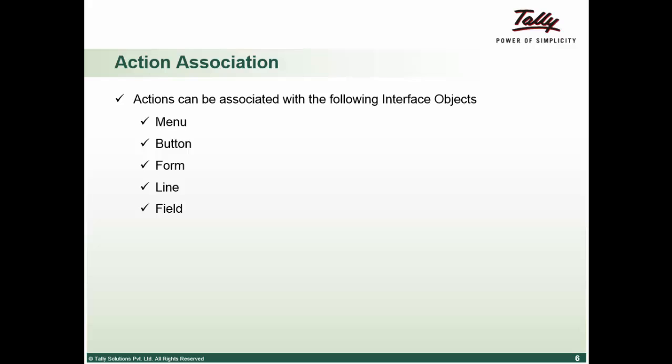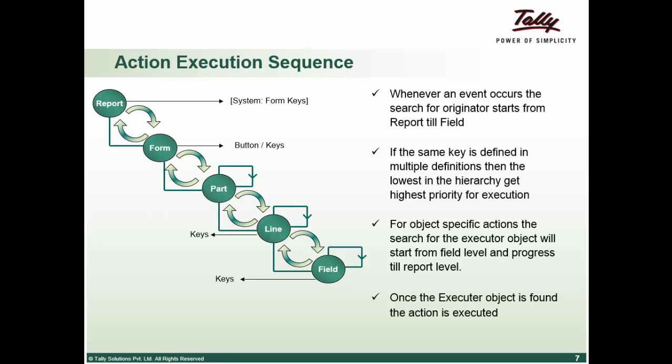Action can be associated at various levels, and that is menu, button, form, line and field. Actions, as we have discussed, the global action can be associated at menu, button and field, and object specific actions can be at menu, form, line and field. So on the whole, the actions can be associated at menu, button, form, line and field.